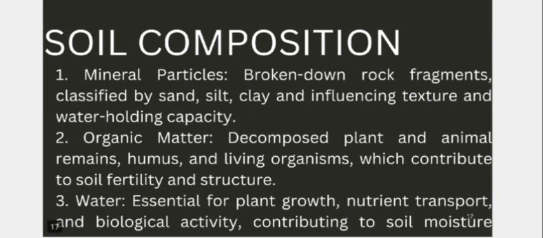Last is the living organisms. Microbes, earthworms, and other organisms contribute to nutrient cycling and soil health. That's all for my part.